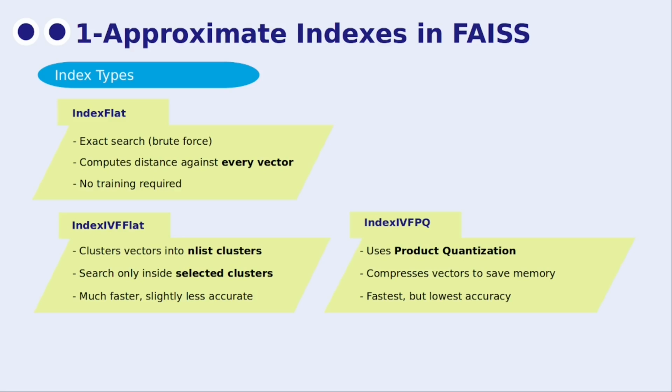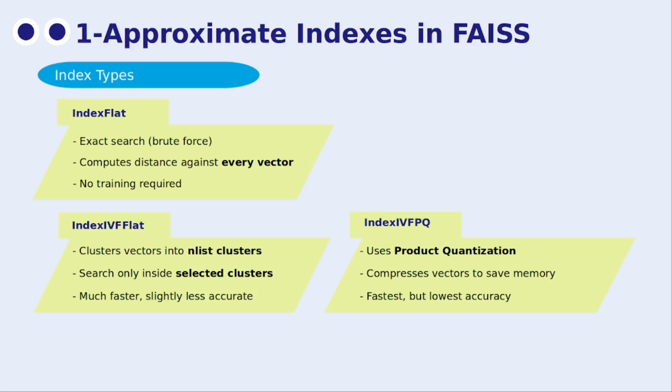Approximate index in FAISS. Let's start with a very important idea. When data becomes larger, exact search is too slow. The problem with exact search is this: for every query vector, FAISS computes a distance against every single vector. If you have 1 million vectors, that is 1 million distance calculations. That is slow, very slow.